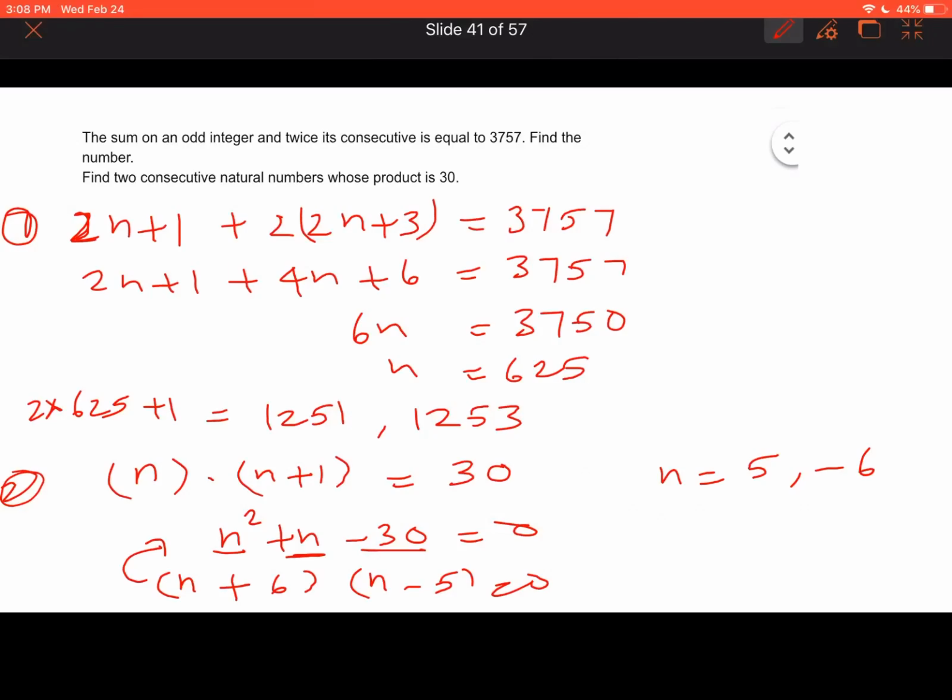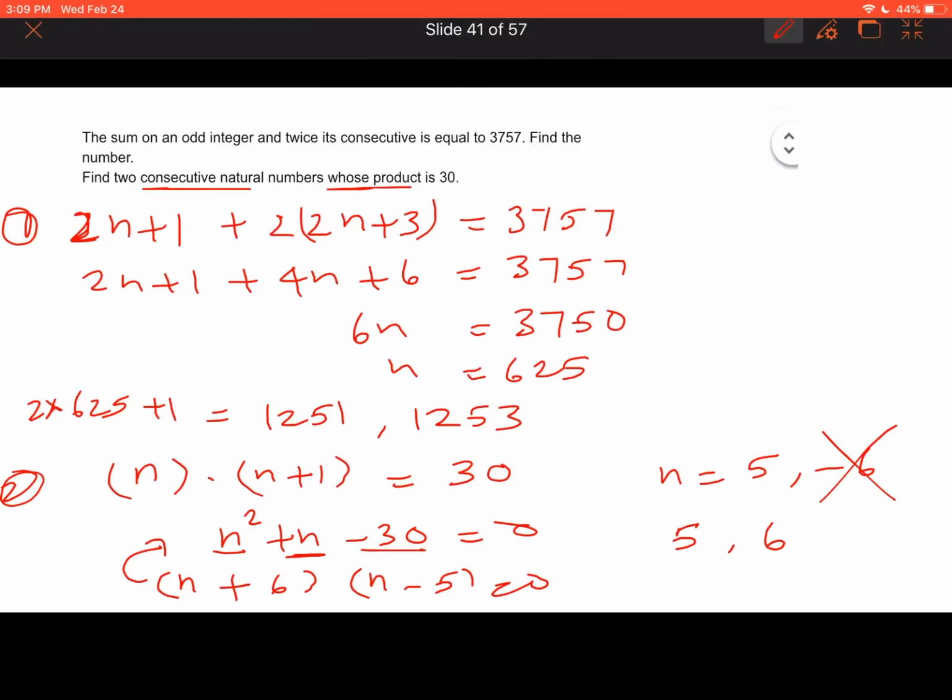In the question they have given two consecutive natural numbers, so we are just avoiding the negative integer and taking the value of n. So n is equal to 5. So the first number is 5 and the second number is 6. The product is 30, right? 5 times 6 is 30. So ultimately we have checked the answer also. Okay, so this algebraic expression is a little bit newer.